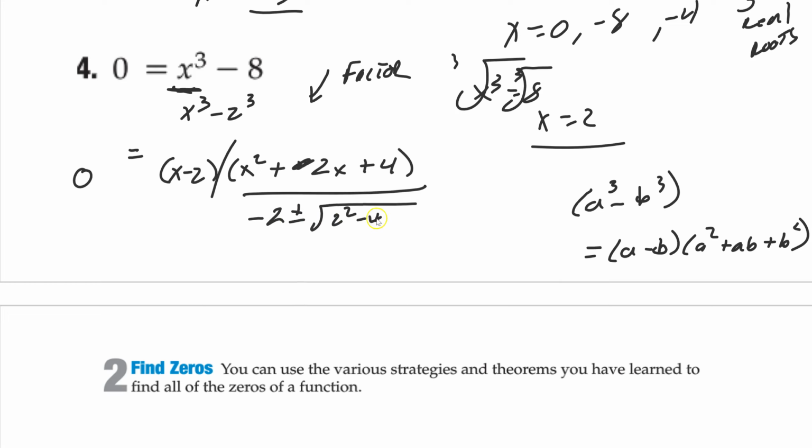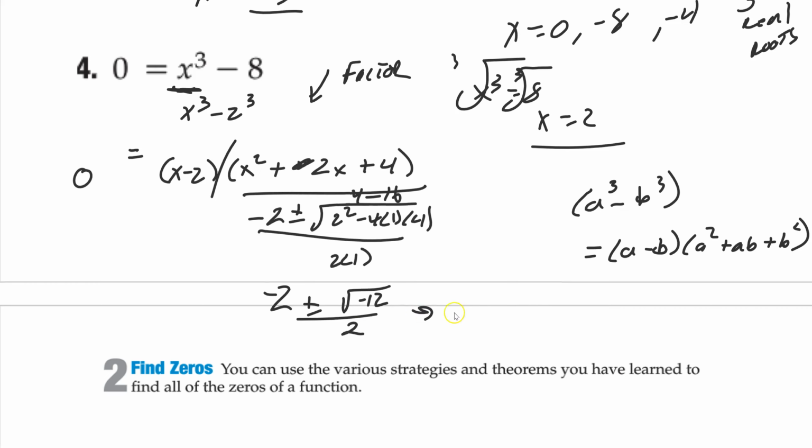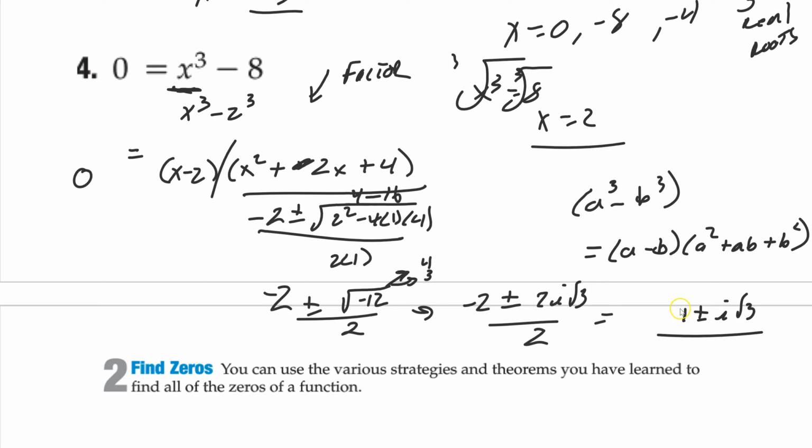2 squared minus 4 times 1 times 4, all over 2 times 1. I get negative 2 plus or minus the square root of 4 minus 16, negative 12, over 2. So that's going to be negative 2 plus or minus 12 is 4 times 3 with an i. So 2i root 3 over 2. Or divide everything by 2 and you get 1 plus or minus i root 3. So you have that for this part.